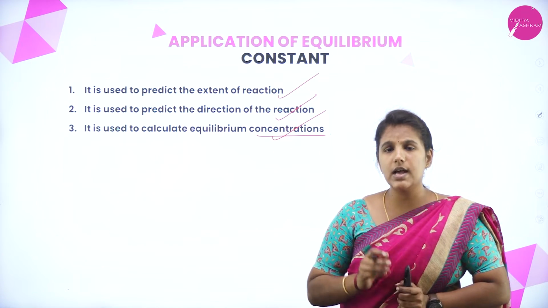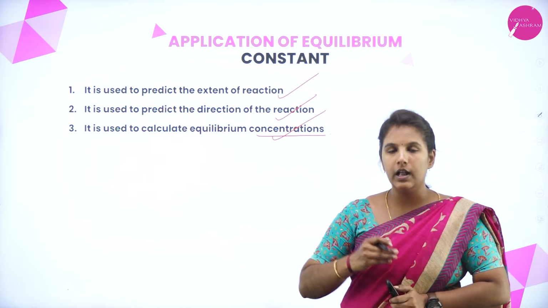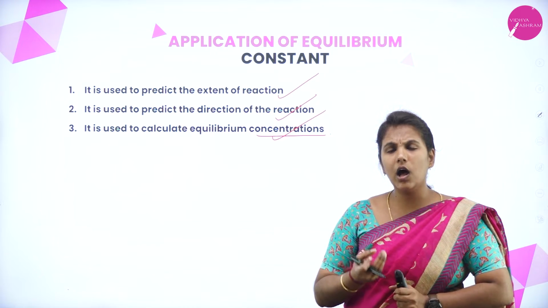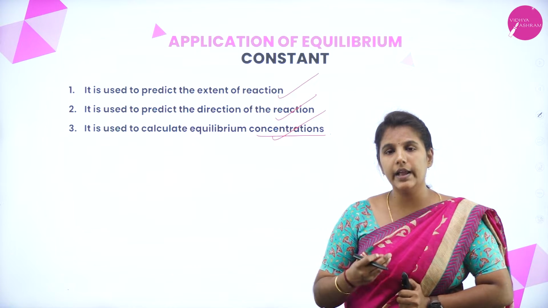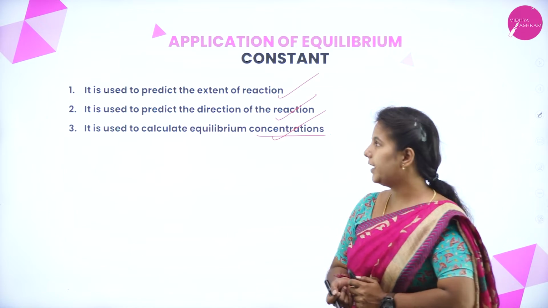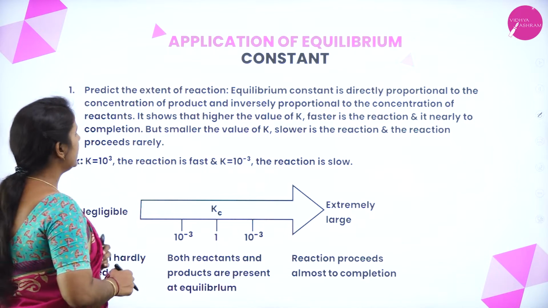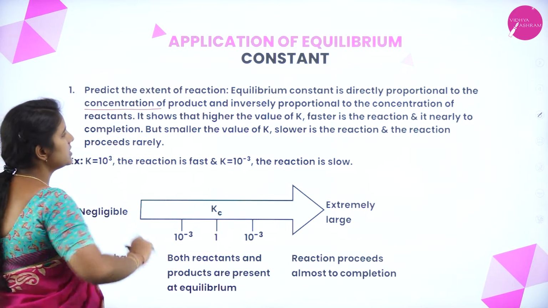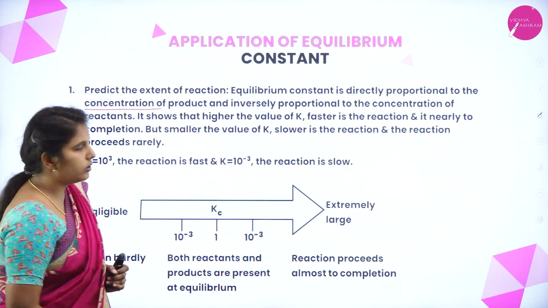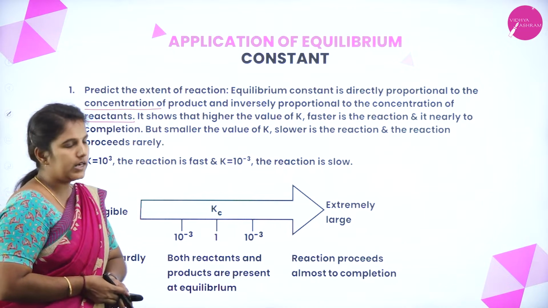Okay, these are the three main applications of the equilibrium constant. We'll take up one example so that you will understand how this equilibrium constant helps us to predict the extent of the reaction. The equilibrium constant is directly proportional to the concentration of the product and inversely proportional to the concentration of the reactant, as we have already understood.